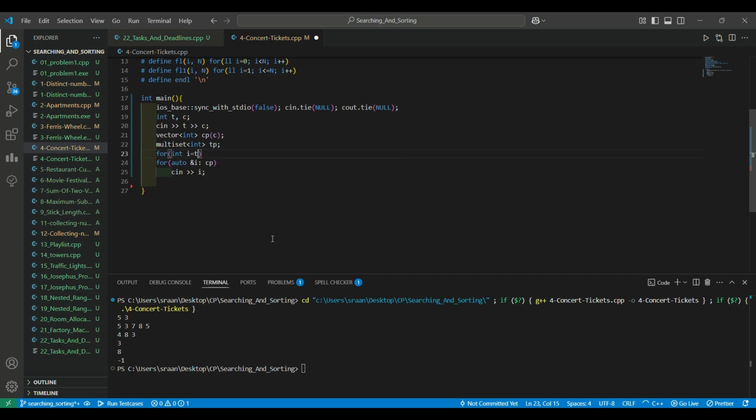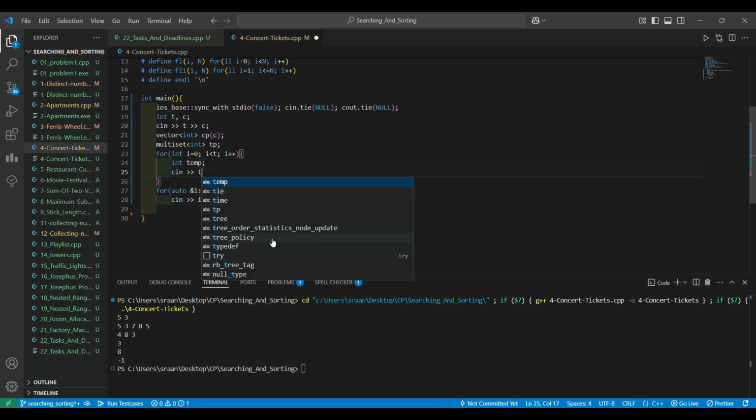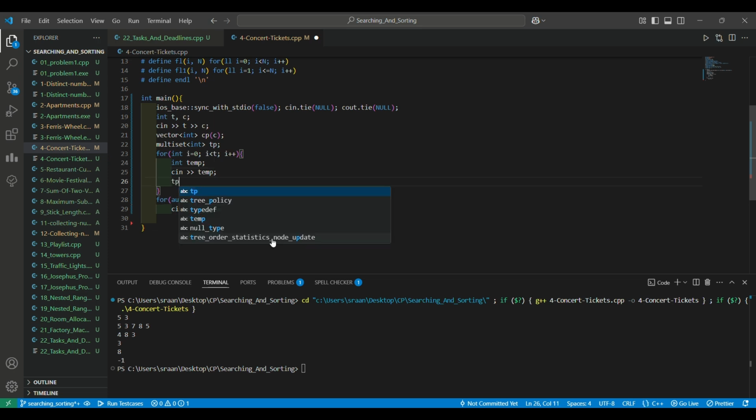For integer i equals to 0, i is lesser than t, i plus plus. Let's say we have a variable temporary. We will take input in temporary for a particular ticket price, and then we will insert this ticket price in our tp multiset. After taking these values, we will process all the customers one by one.